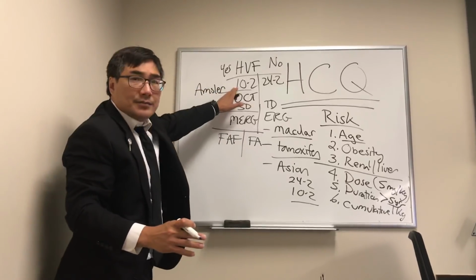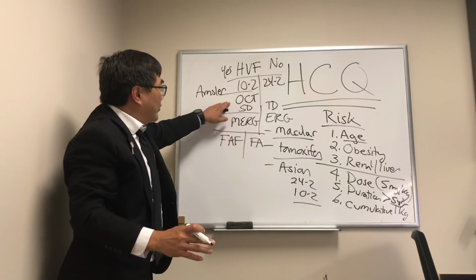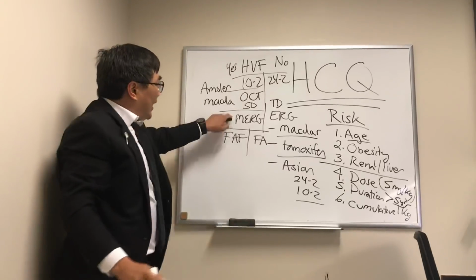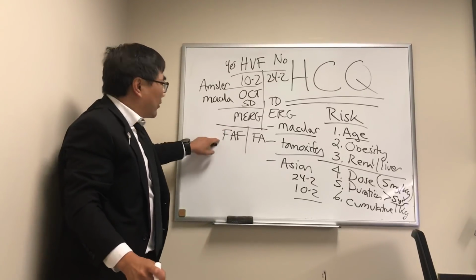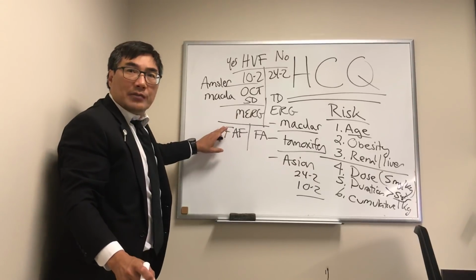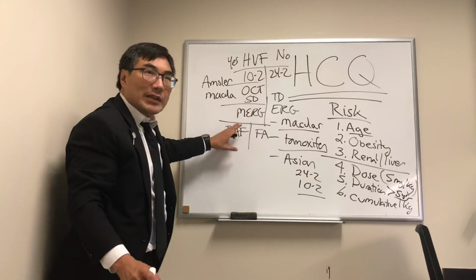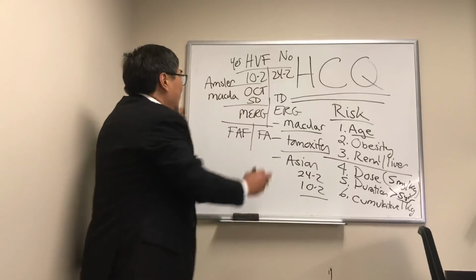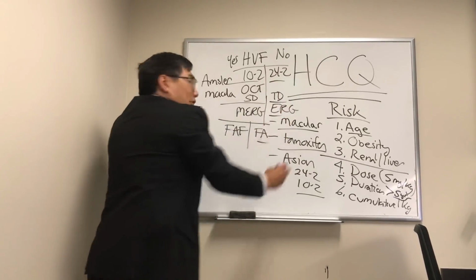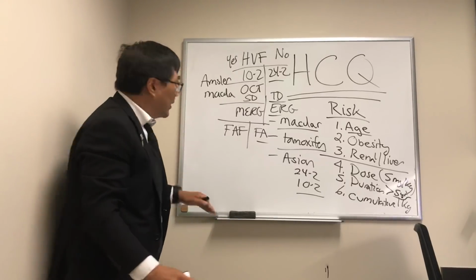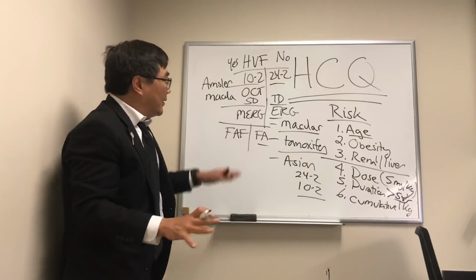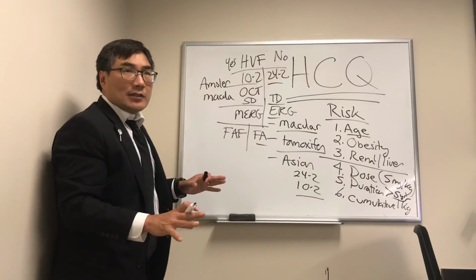We use the 10-2. We're going to do a spectral domain OCT of their macula. And we're going to do an MERG or a fundus autofluorescence. So a field plus one of these three is probably reasonable. You don't have to do all three, but you have to do something. And we're going to not do the 24-2, the time domain OCT, a full field ERG, or a fluorescein angiogram for screening. The rest of the exam is like a normal eye exam for patients who are on hydroxychloroquine.